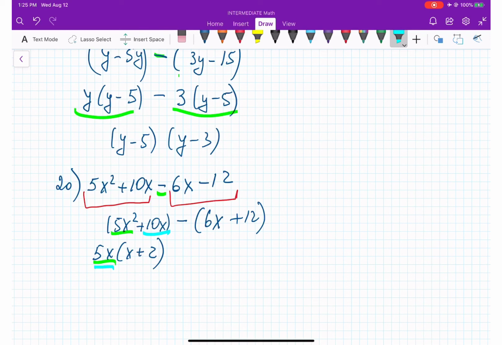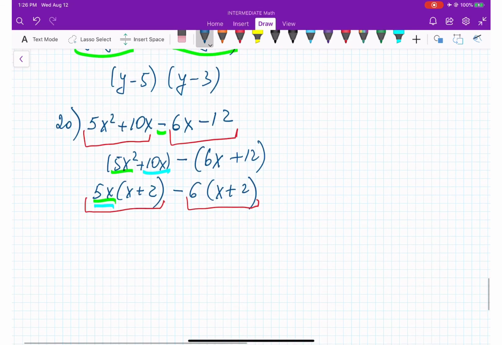Right? Next one. Minus 6x and 12. 6 is common factor. I will have x plus 2. All right. First term, second term. Common factor is x plus 2. So from the first term, I will have left 5x. From the second term, I will have left minus 6. And I am done. We factored it by grouping.